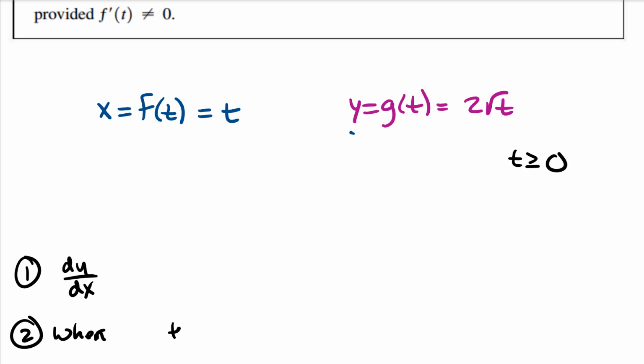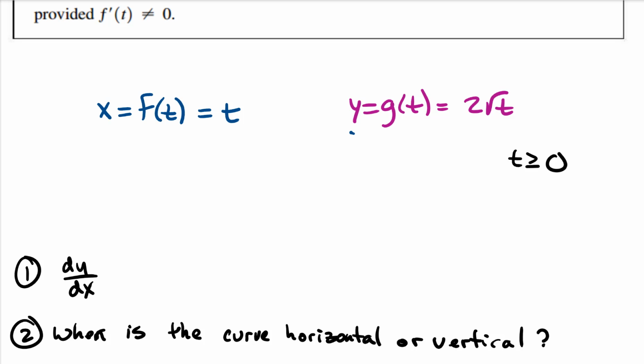When is the curve horizontal or vertical? Horizontal when the slope of the tangent line is equal to 0, or vertical when dy dx might be undefined, but only in a special way, you know, dividing by 0. Okay, cool. Well, let's do this problem.